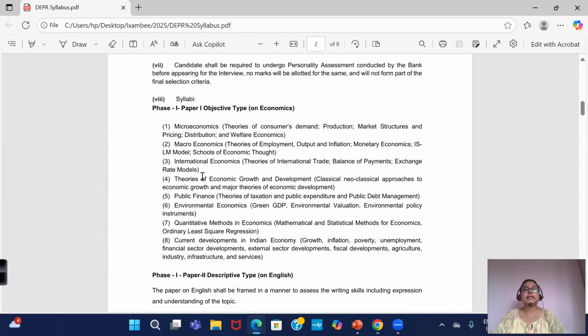So these are the major chunks of growth and development economics that you have to focus upon while preparing. You cannot skip these topics. These are very important topics.